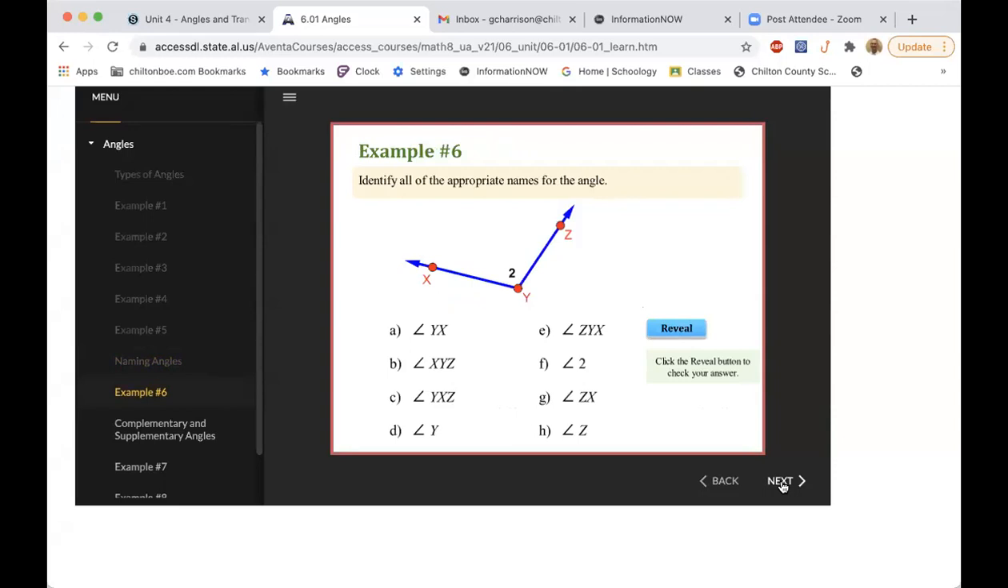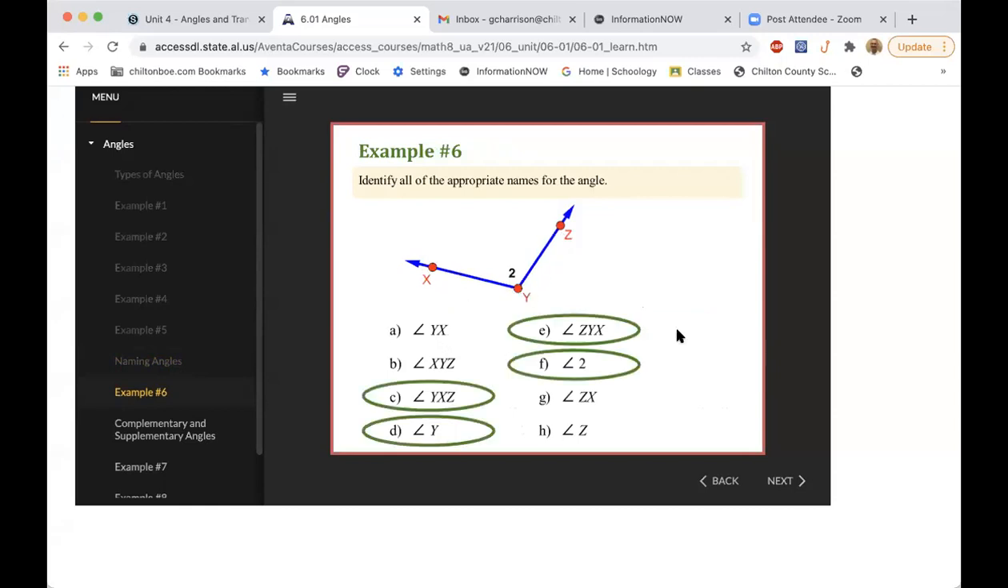Identify all of the appropriate names for this angle. So think about it. It told you it'll never be two letters. It'll either be the number, the letter, or the three letters with the angle letter Y in the middle. So the correct answers are ZYX. That one's right. Angle 2 is right. Angle Y is right. This one is wrong. Again, the software made a mistake.